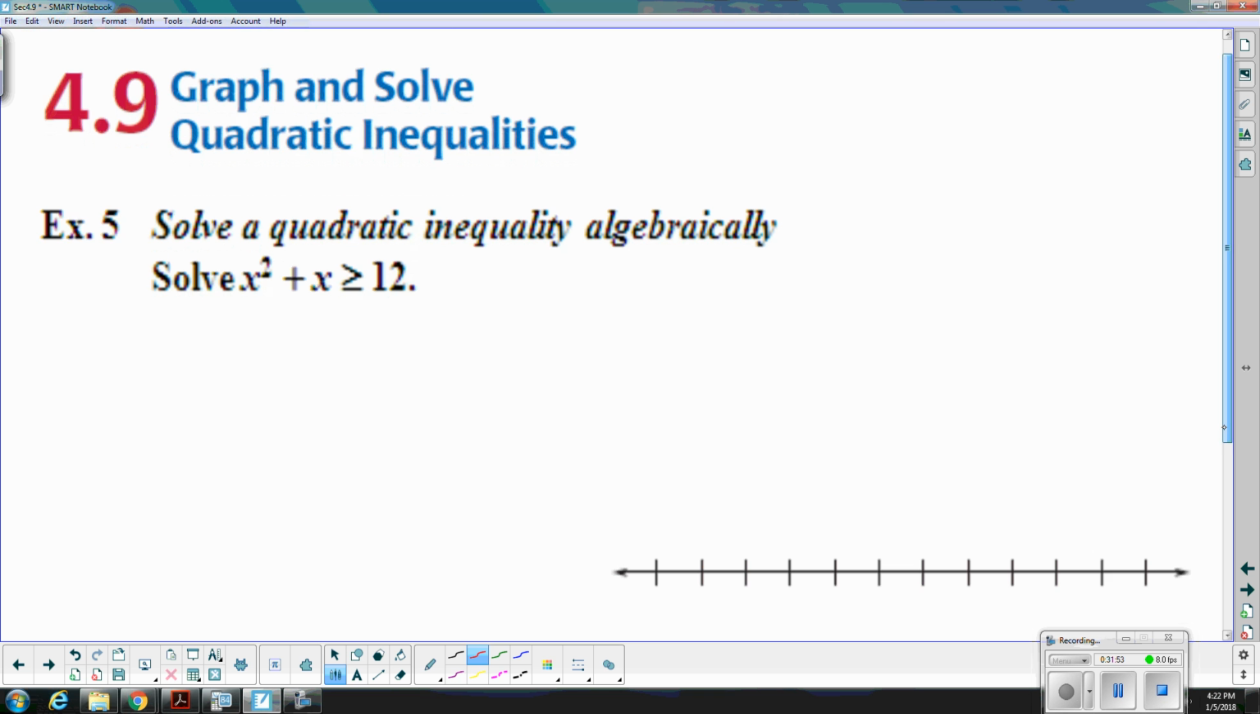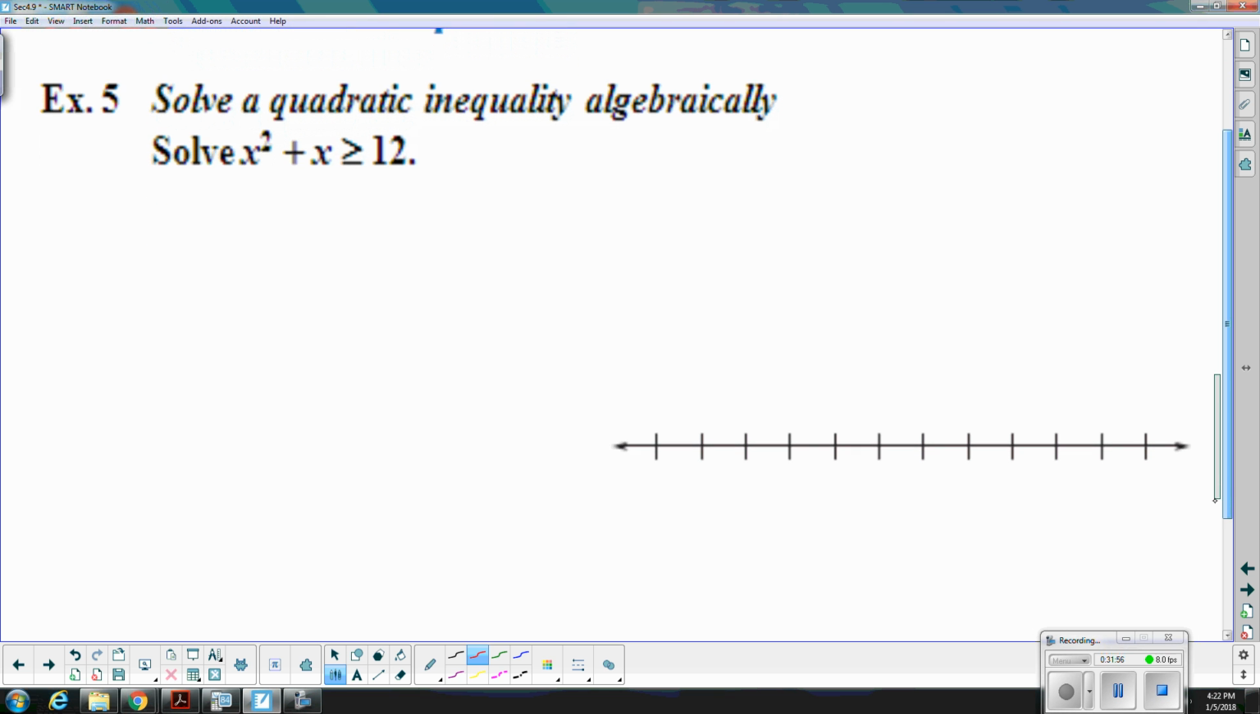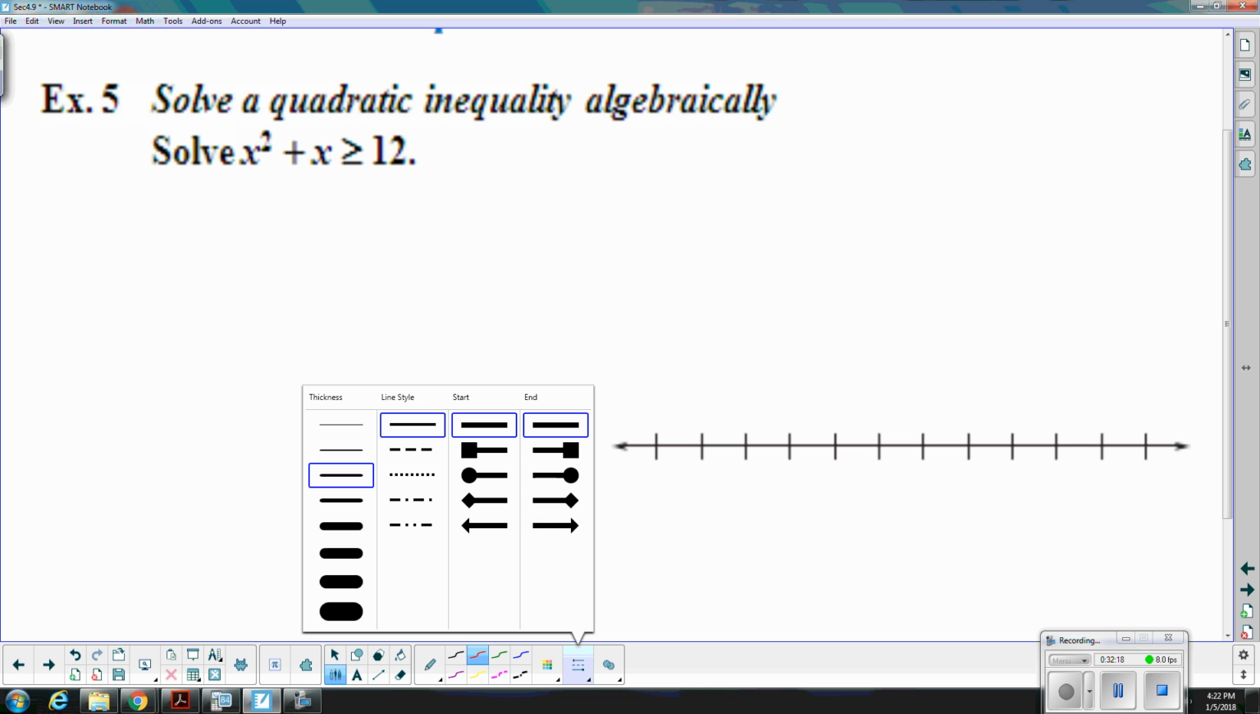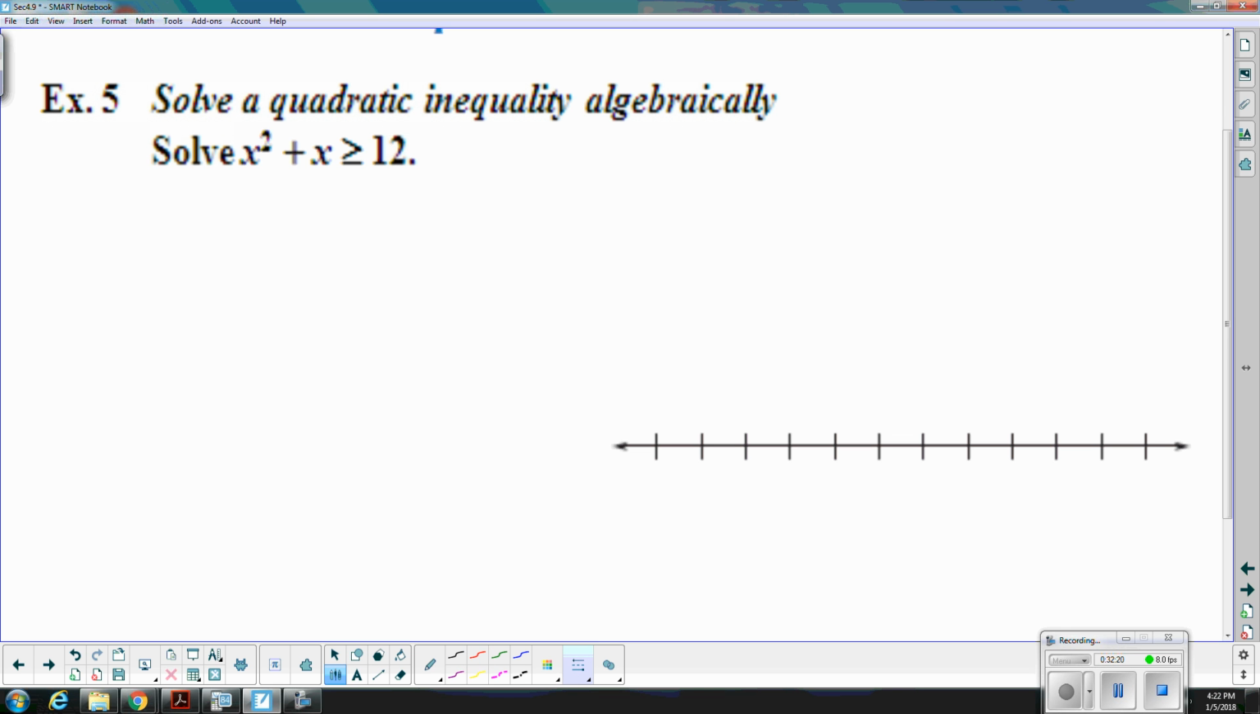But the next part, this is our last type of quadratic inequality, and we can do this algebraically. And so we're going to show it on our number line here, but we're going to follow the same steps. But here we're going to use factoring. So if we can solve it algebraically, we will be able to factor. So we're going to write it in standard form. So here our first step is to set it greater than or equal to 0. So we've got x squared plus x minus 12 is greater than or equal to 0. And then let's factor this.